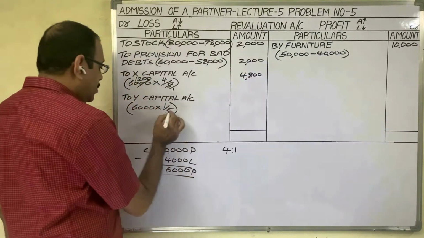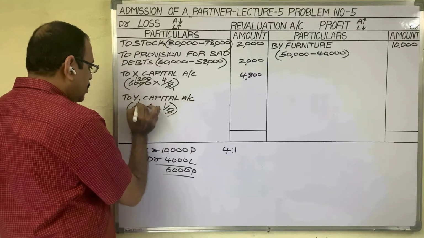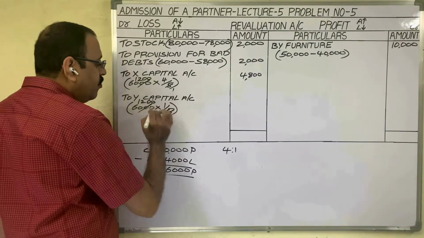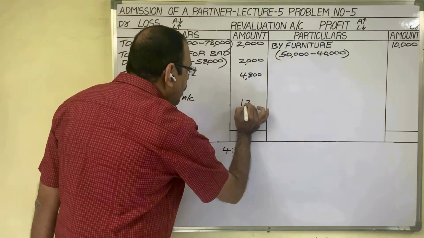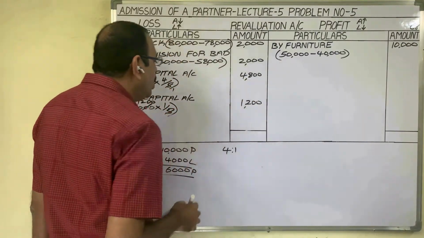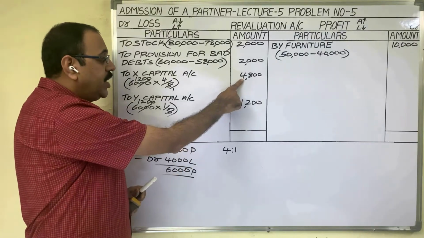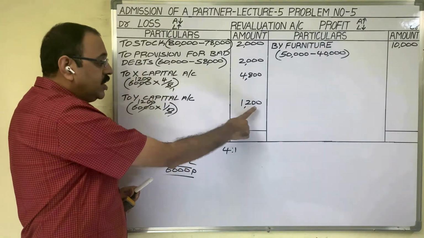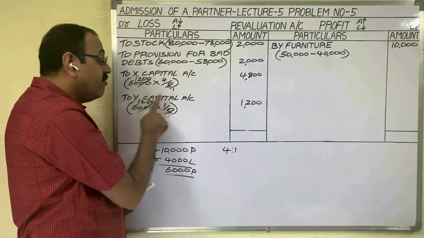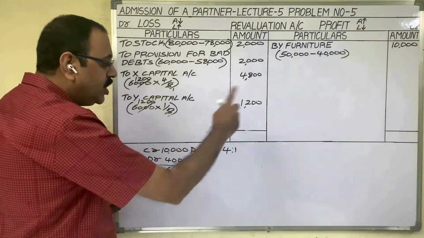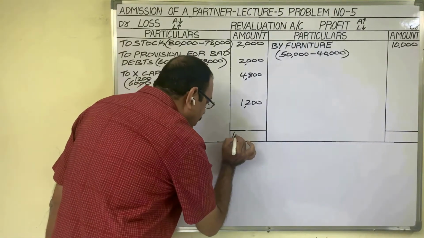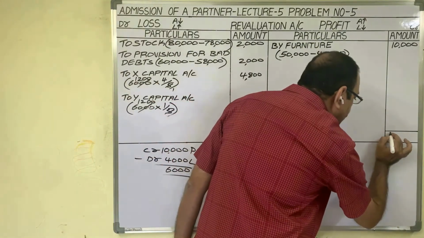4,800. 1,200 into 1, 1,200 rupees. So in total profit 6,000, we should transfer 4,800 rupees to X capital, 1,200 rupees profit to Y capital. Then on two sides write down the totals. 10,000 rupees, credit side also the same.